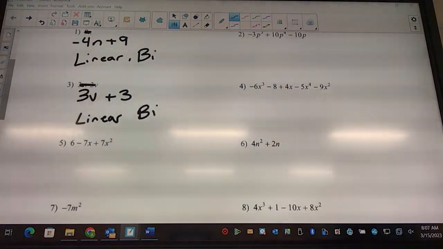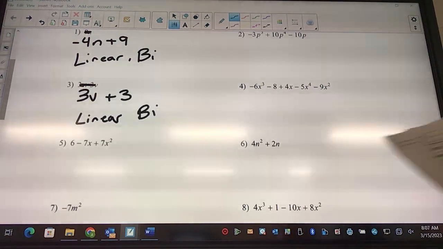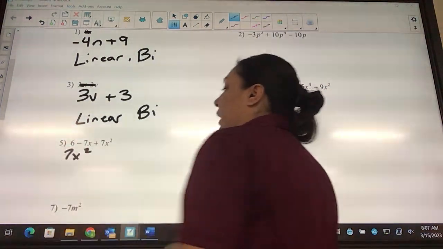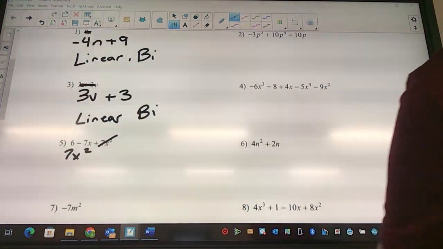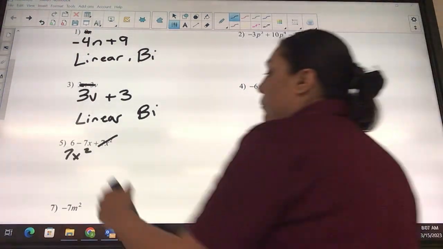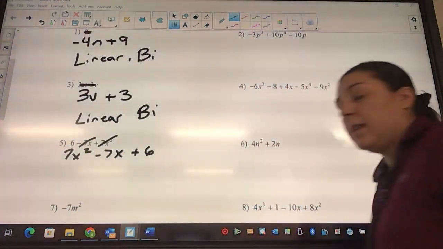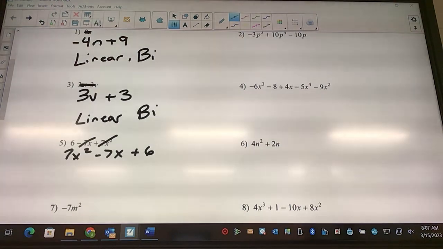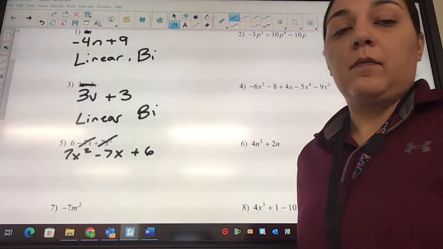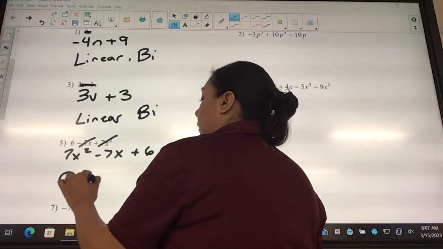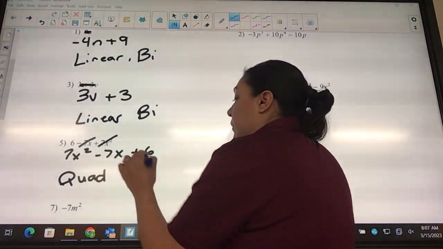Okay, 5. Which one's going to come first? 7x squared. For some of these, especially the bigger ones, cross them out once you've written it down. It's going to help you. What's going to come next? That minus goes with that 7, so minus 7x. And then lastly, we have plus 6. What is going to be my degree? Quadratic. How many pieces? It's going to be 3, so it's going to be a trinomial.